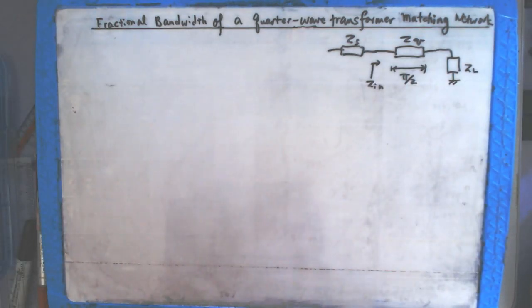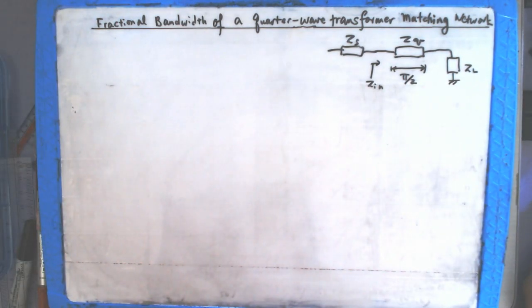Hello everyone. In this video, I'm going to work out the fractional bandwidth of a quarter wave transformer matching network. So suppose you have a source impedance Zs and a load impedance Zl, and as you know, what we need is a quarter wave transformer to form a matching network.